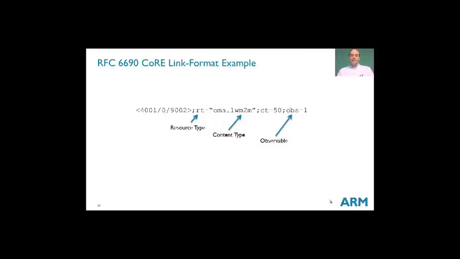resource. CT says content type. This is 50, which is a binary encoding that maps to JSON in this case. And also it says observable equals 1, which indicates that the client can do observe transactions and do asynchronous notification to this resource.